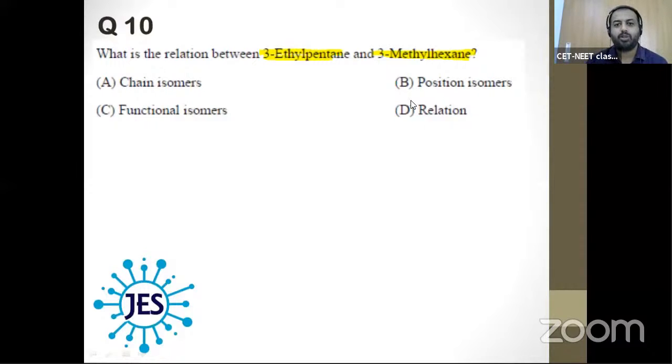How do you write 3-ethyl pentane? Observe this. Let me select a pen. Just a second.